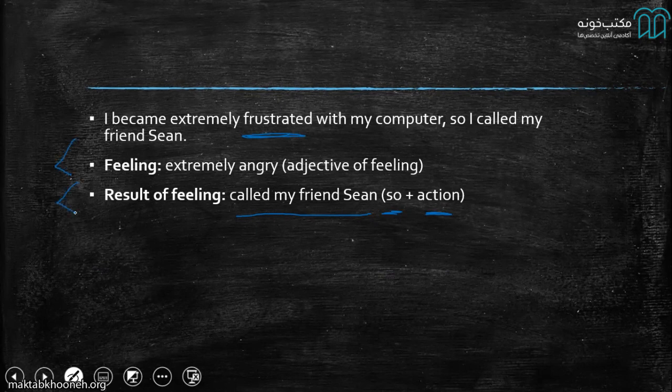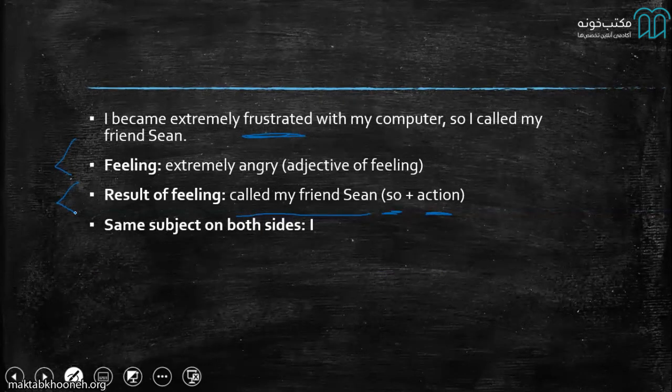And the only other thing that you need to pay attention to is the fact that on both sides or both parts of the sentence, you have the same subject. So same subject on both sides. Here I have I, and here again I have I. So it needs to be like this if you want to make it more complex. A two-part sentence with the same subject on both sides. First part is a feeling. Second part is what you do because of that feeling.